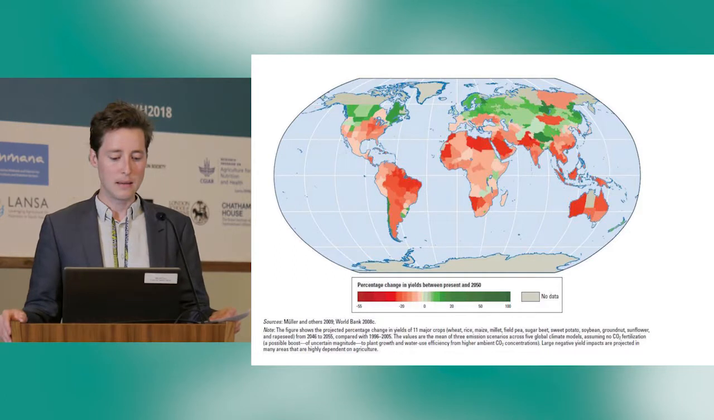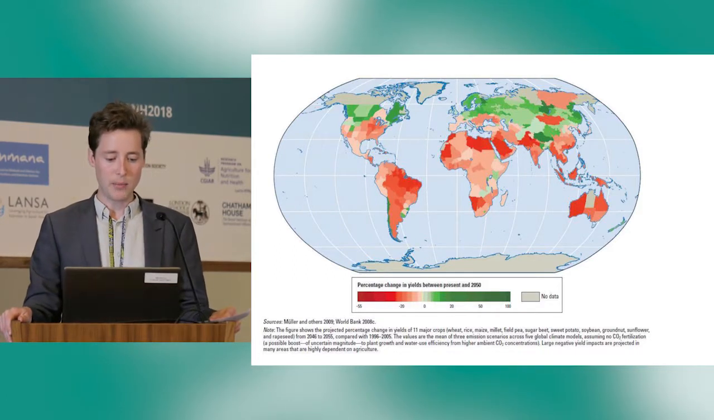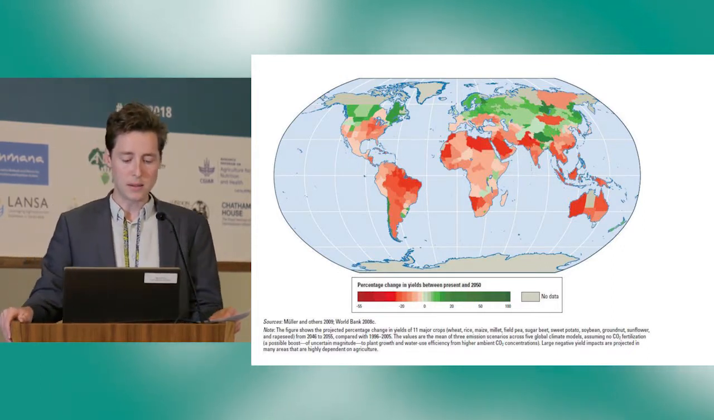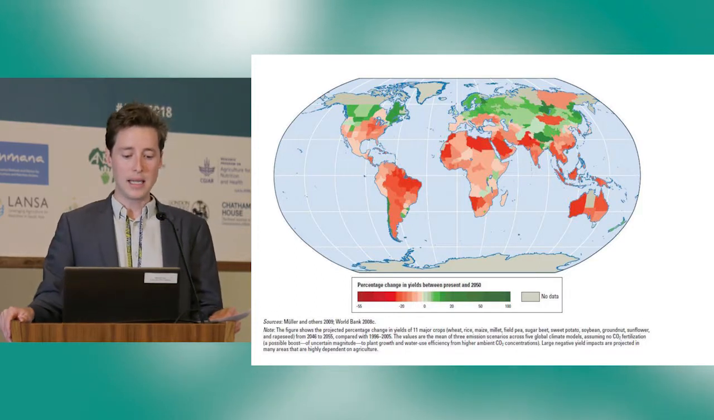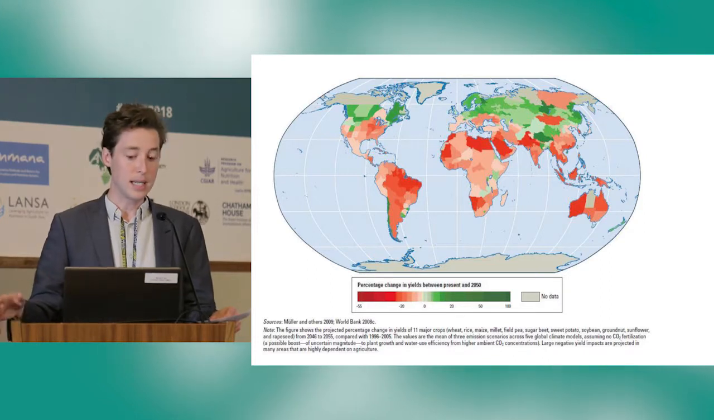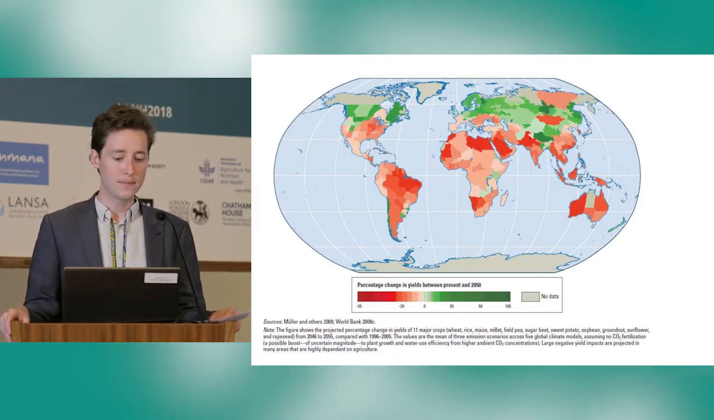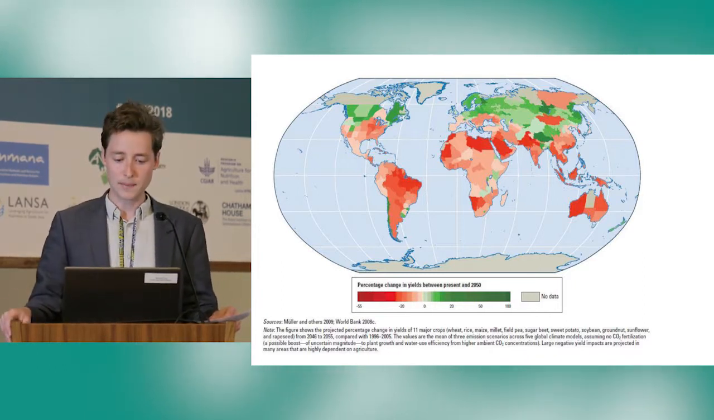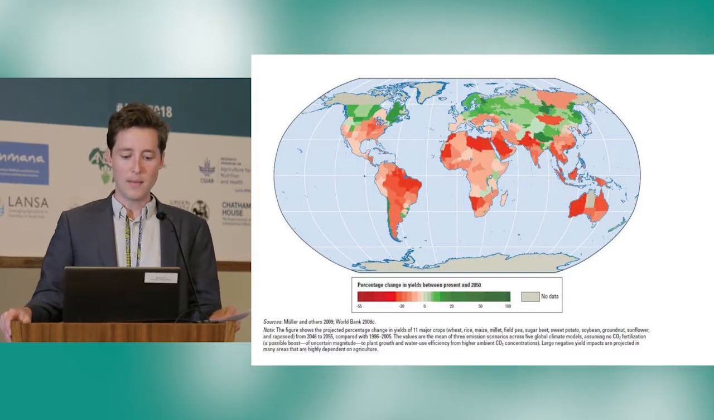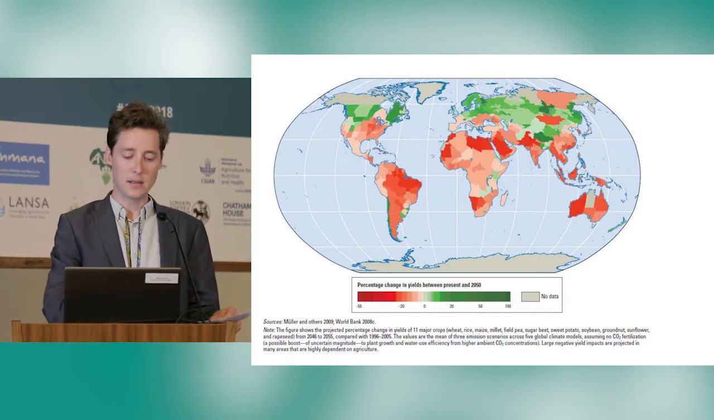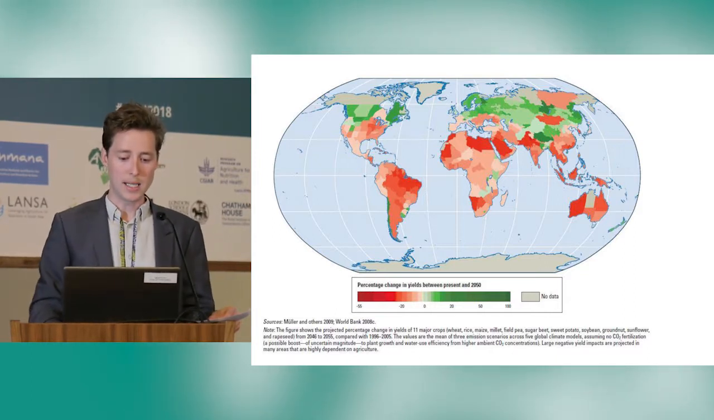Here we're looking at percentage change in yields between present and 2050 for a range of 11 major crops, mainly cereals and some legumes. And this is in response to an increase in temperature that we're predicted to experience by 2050. So the crop models are the underlying tool behind this kind of work. I should say this is just looking at temperature. This is not looking at other environmental changes, including, for example, CO2 fertilization.